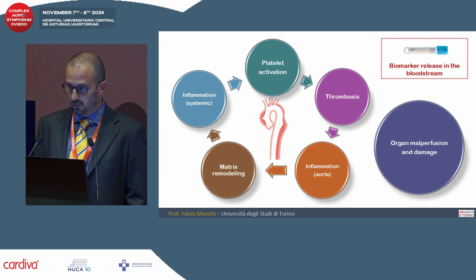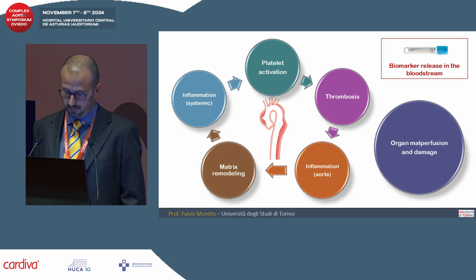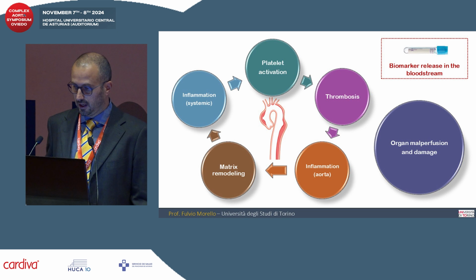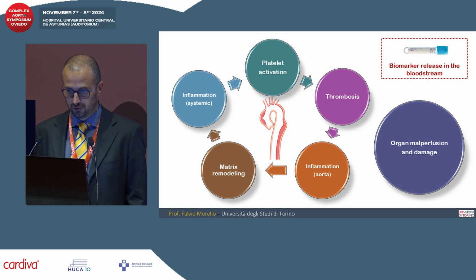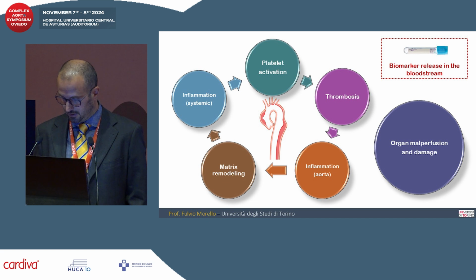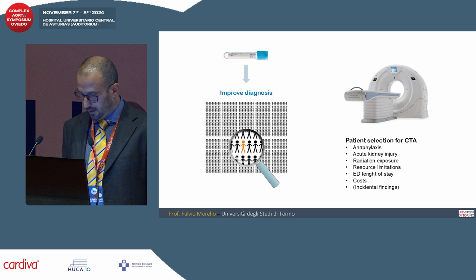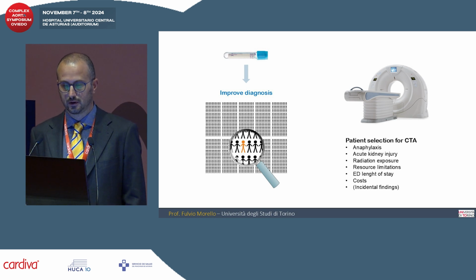So, of course, we all know that when an acute aortic syndrome occurs, I will focus on this part of aortic disease, several events are happening, and of course, one of the major is organ malperfusion and damage. So it's very important what happens in the vessel wall and in the organs, and this creates space for biomarker release into the bloodstream. We have a chance to apply these biomarkers to improve diagnosis of acute aortic syndromes.